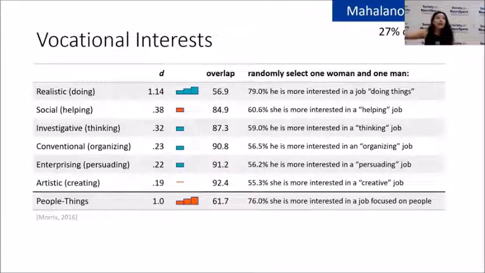But again, if we look at the global perspective in terms of vocational interests, we only see a 27% overlap between men and women in terms of what kinds of jobs they're interested in. But maybe there's something beyond this, right? Well, let's say we take one man and one woman and put them in the same job.